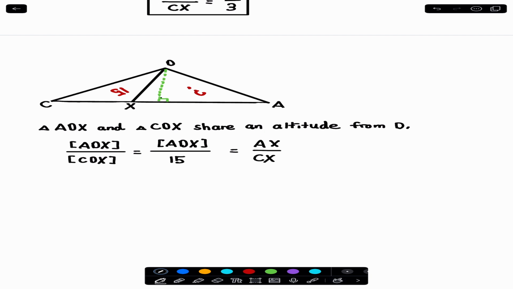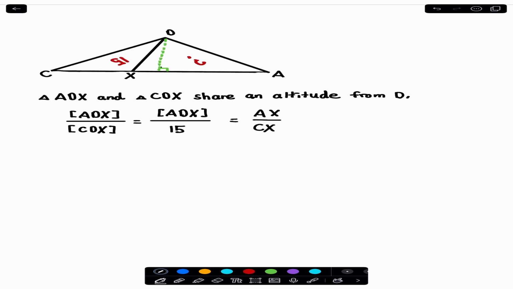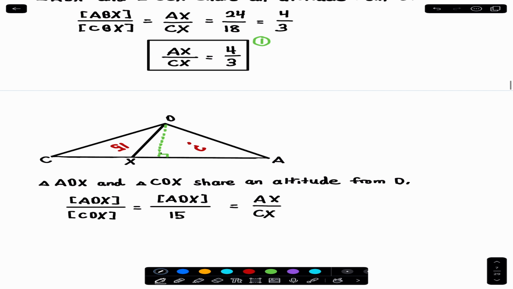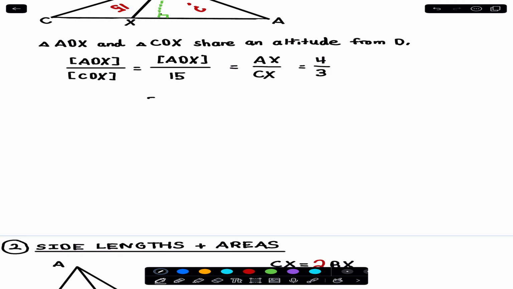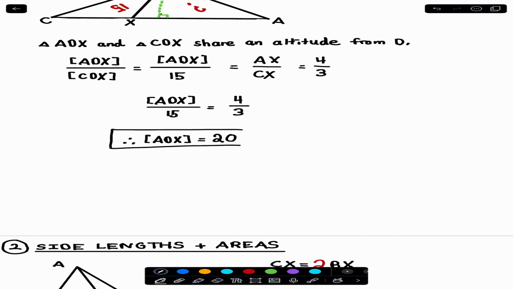I wish I knew what AX over CX was, because that would be really helpful. Oh wait, we do. If we look back over here, we know this should be equal to 4 over 3. If we put everything together, now what this means is that we have this very simple equation which we can easily solve. I'm not going to go over how to solve this in too much detail because I'm assuming that you already know how to. You should get a final answer of 20. And because we don't have units, we're just going to leave it as a number.